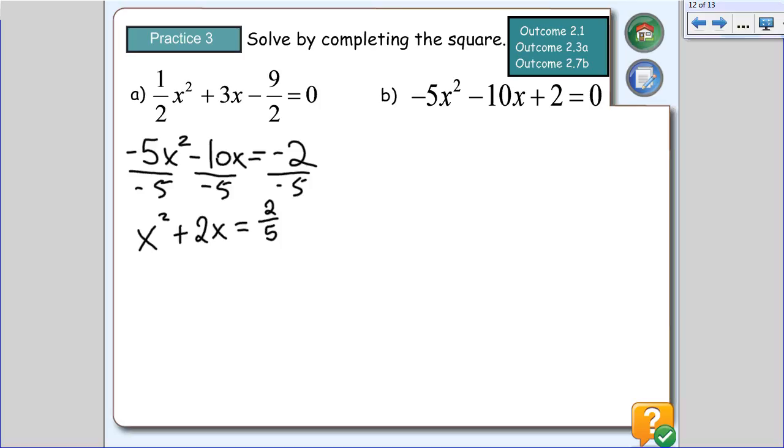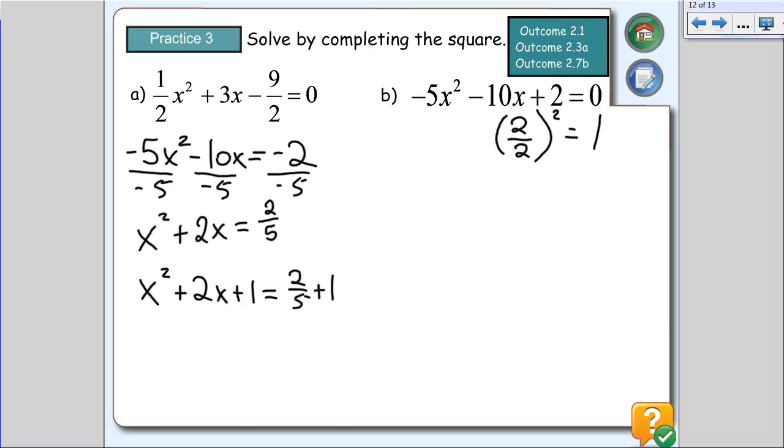1 is your missing value. So add 1 to both sides of the equation. X squared plus 2x plus 1 is equal to 2 over 5 plus 1. Yeah, we're going to get there. On the right-hand side, 2 over 5 plus 1. If you punch it in your calculator, then math bracket, you'll get 7 over 5.